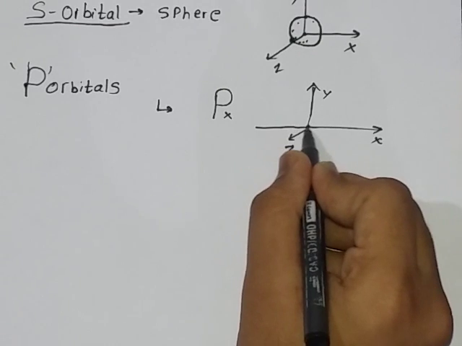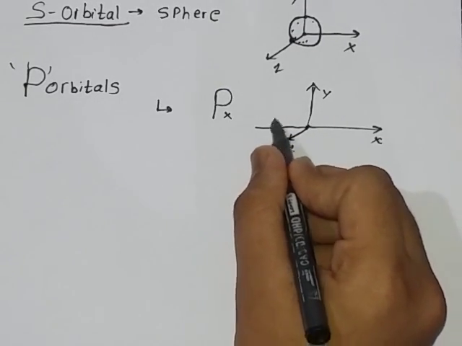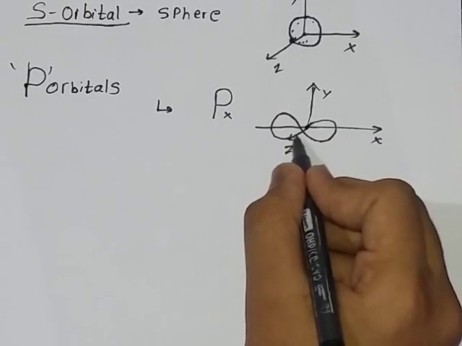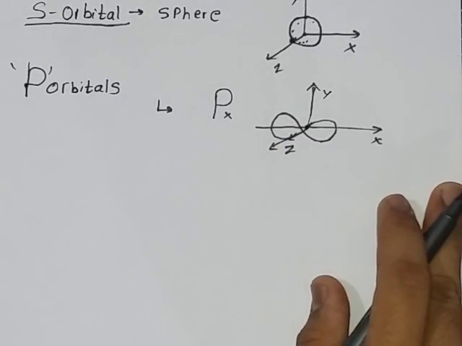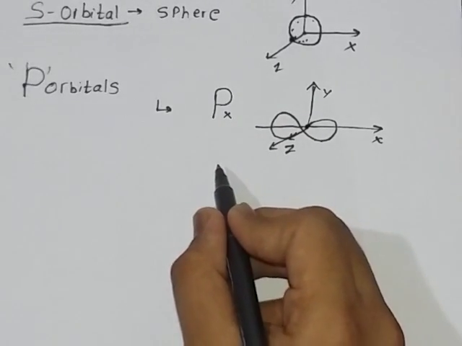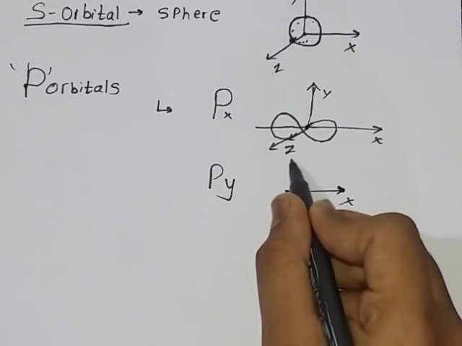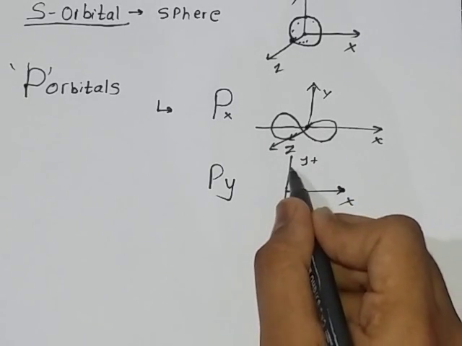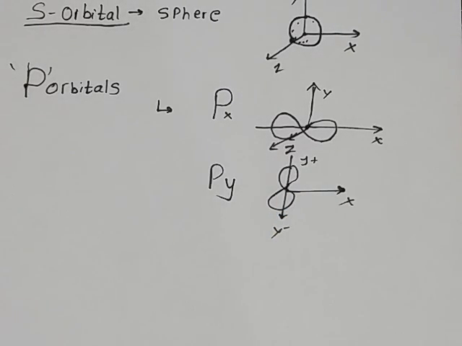The px orbital has an orientation like this. See, like an infinity sign, like this. It's totally spread along the x-axis, only x. So it's called the px orbital. It's simply the same with the py orbital. See, py: this is x, this is y minus, y plus, then py is like this. See, a figure 8. This is the p orbital.